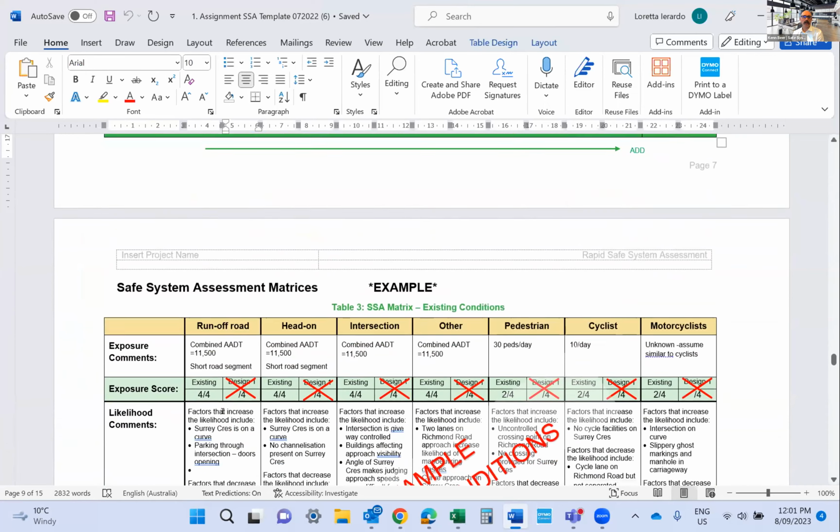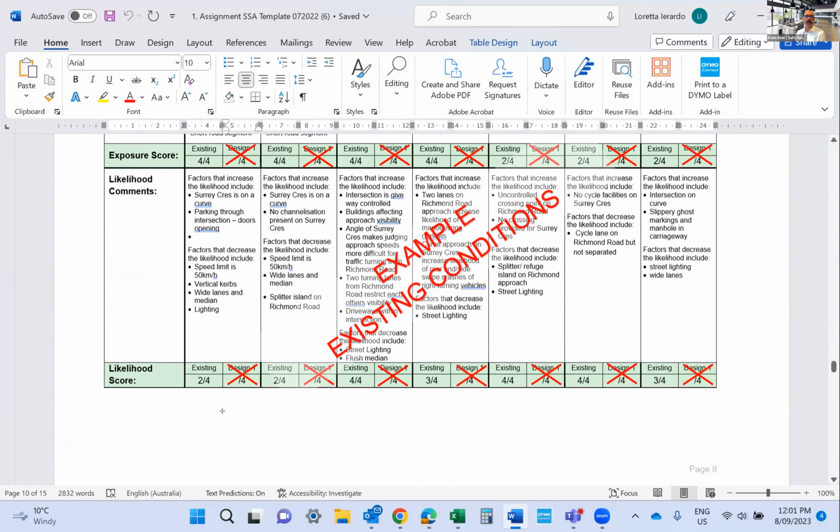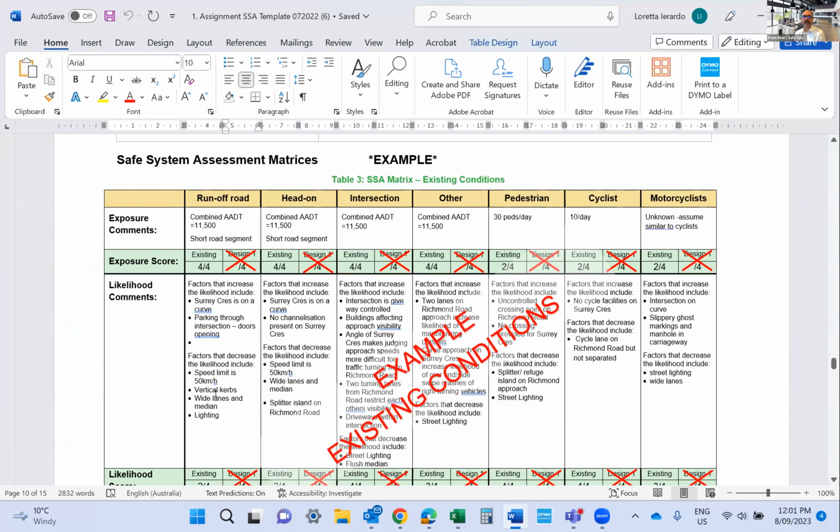Scrolling down a little bit, there's an example. Great. For the existing conditions, you see there's nothing in the design. They've sort of even crossed that out to be very obvious, which is good. So there's an example of what we're expecting. It's even got some dot points in there to show you the amount of detail we might expect.